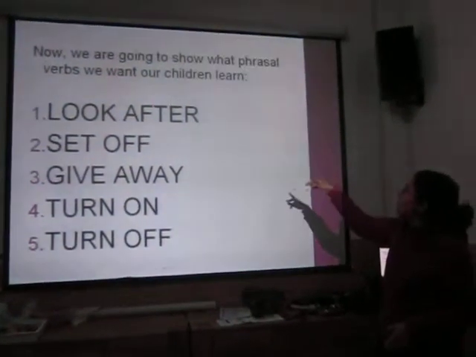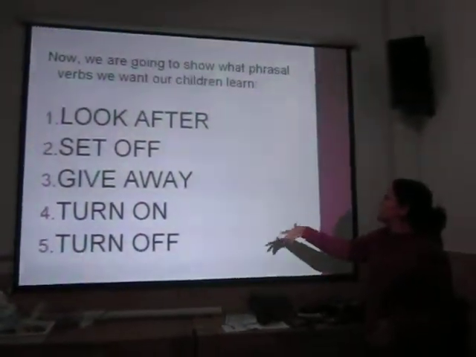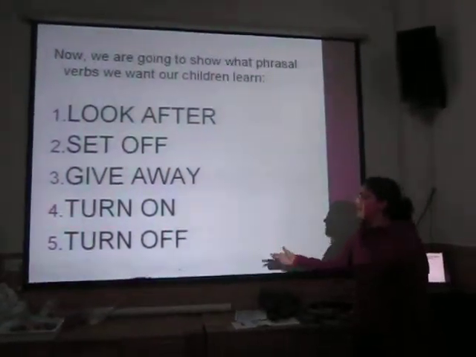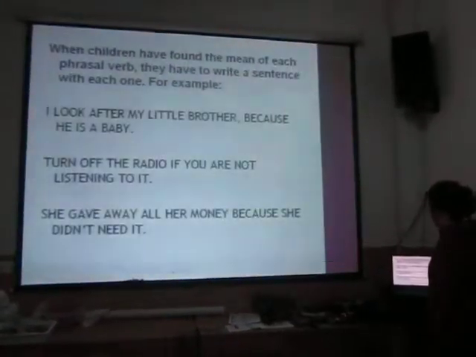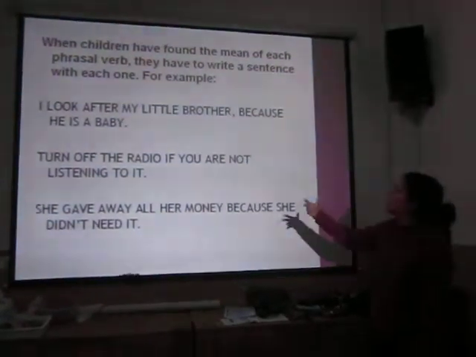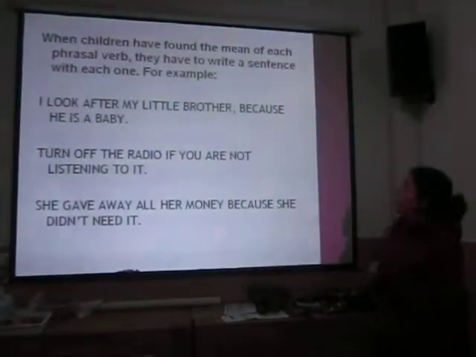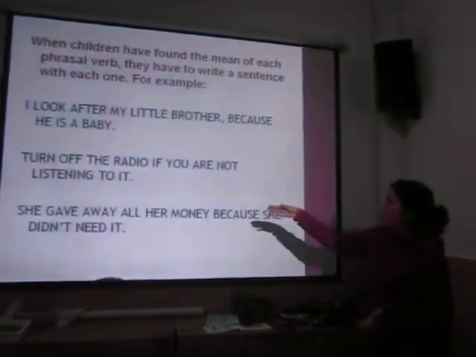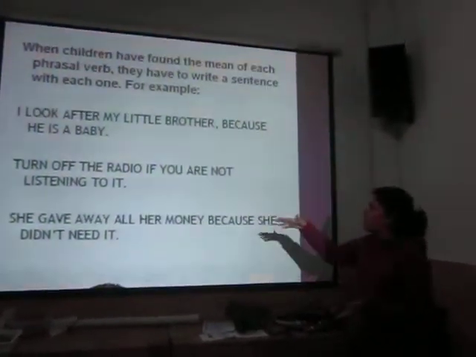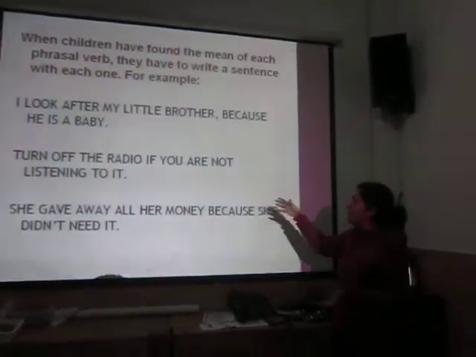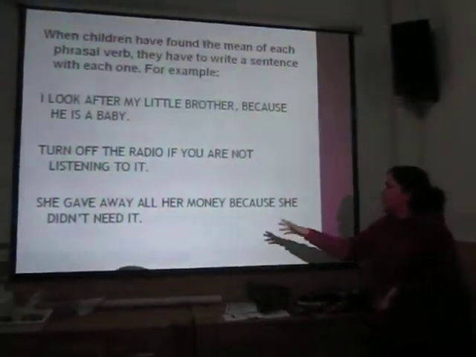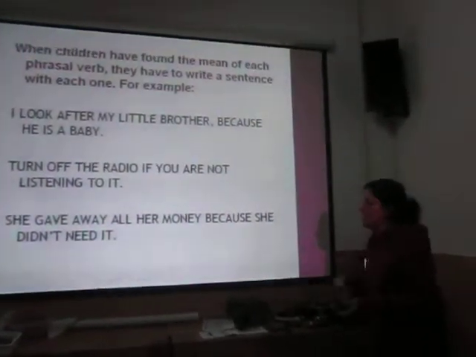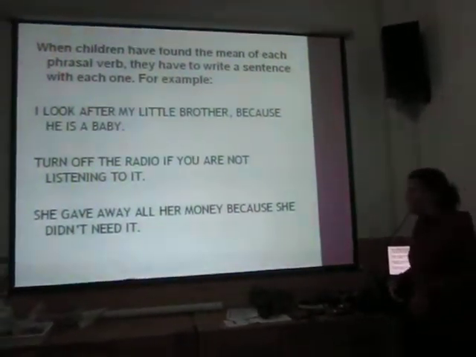Now we are going to show what phrasal verbs we want our children to learn. Look after, set off, give away, turn on, and turn off. When children have found the meaning of each phrasal verb, they have to write a sentence with each one. For example, I look after my little brother because he's a baby. Turn off the radio if you are not listening to it. She gave away all her money because she didn't need it. There are some examples.